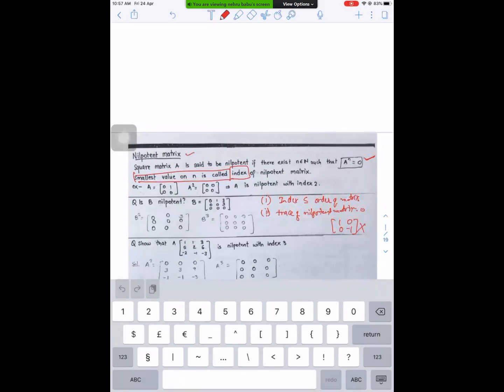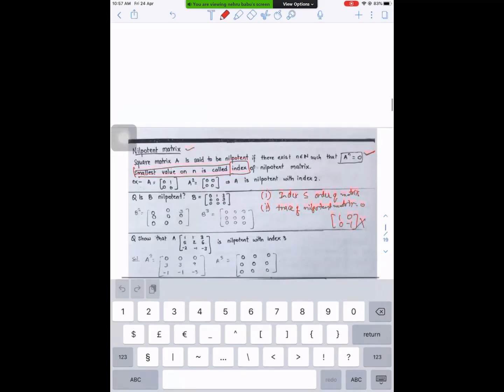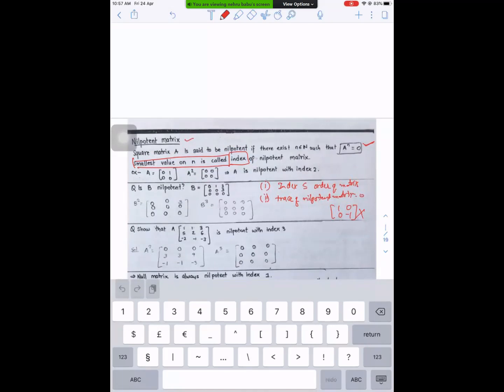So nilpotent matrix trace is always 0. I didn't prove this result as it's beyond our syllabus, but when you are solving the problem, this property is useful for you. If they give some 4 matrices and ask which of the following is nilpotent, just focus only on where trace is 0. No need to check everything. So index is every time less than or equal to order of matrix is one property here, and trace is always equal to 0 in nilpotent matrix.